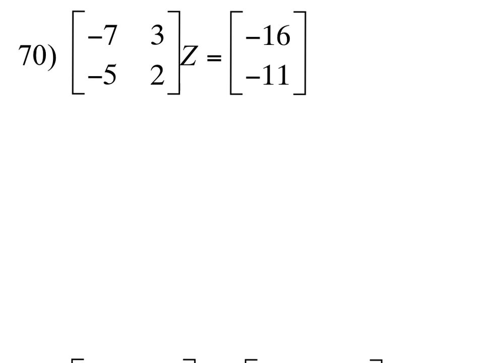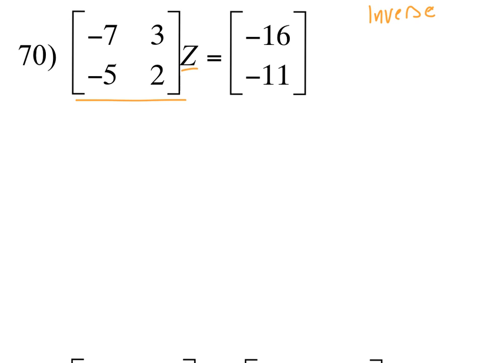I'm also going to do number 70, just kind of arbitrarily. And again, we're trying to get matrix Z by itself. To do that, we have to do some kind of multiplication to get rid of this matrix, and we're going to multiply by that inverse. I'm going to find that inverse first.